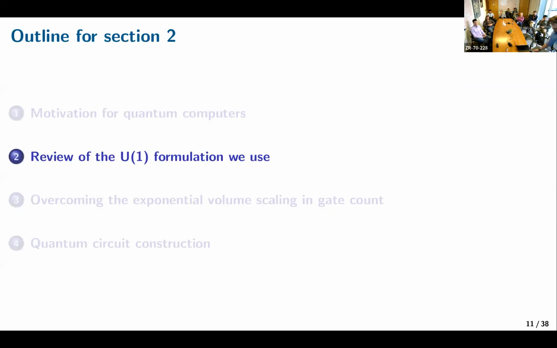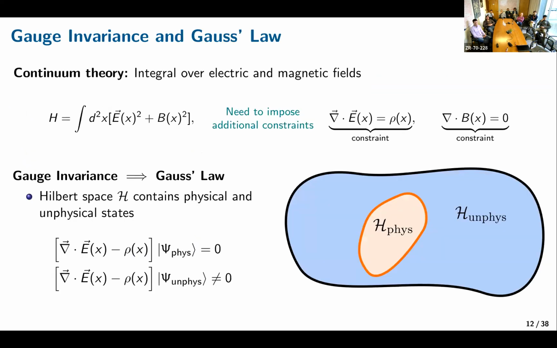Okay, so that was the motivation. Now with that out of the way, we can talk a little more in detail about the actual U1 formulation that we're going to simulate. To start this discussion, we're going to talk about gauge invariance and Gauss's law. For the continuum theory, for just a pure gauge theory, it's an integral over the electric and magnetic fields, but these fields are subject to additional constraints. For example, the electric field has to satisfy Gauss's law, and the magnetic field has to have zero divergence.